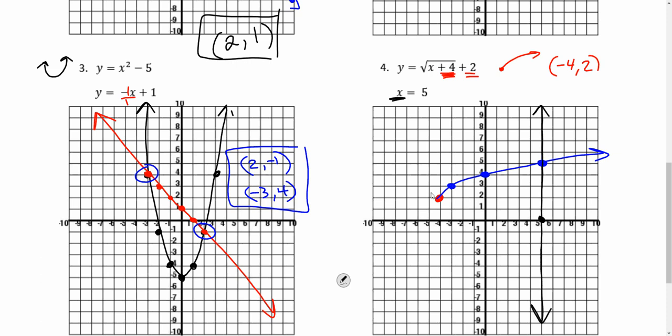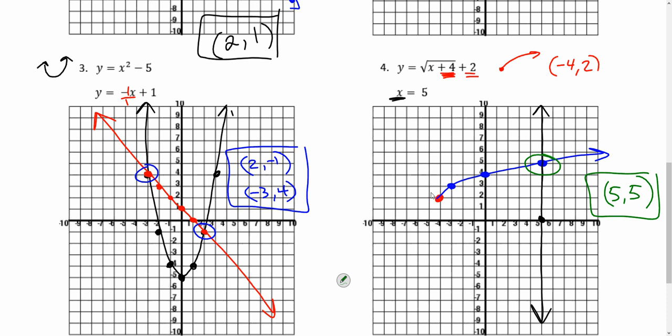Does this one have a solution? How many? Just one. This is the solution right here because a solution is just where they cross. So then we just tell everyone where that's at. 5 to the right and 5 up. There's our solution. And that's all there is to this stuff. Graph them both, find where they cross, and then tell me the locations where they cross.